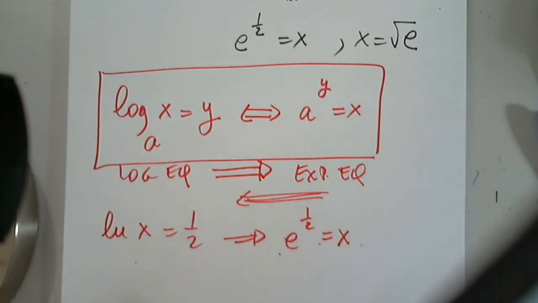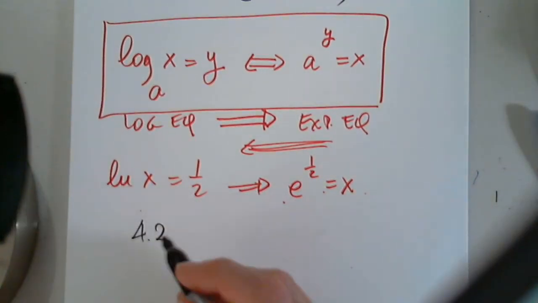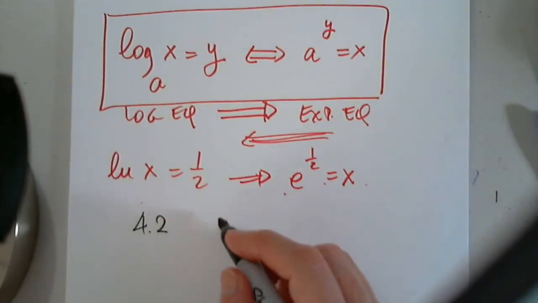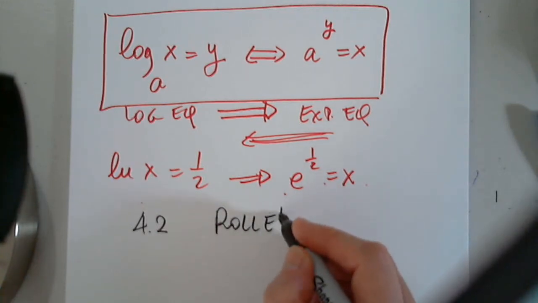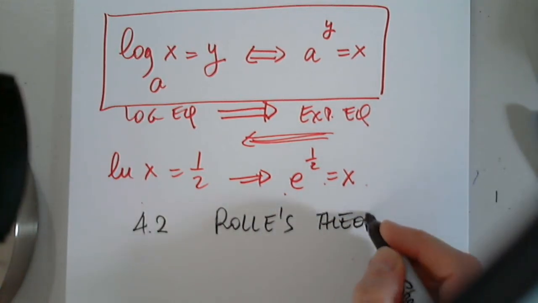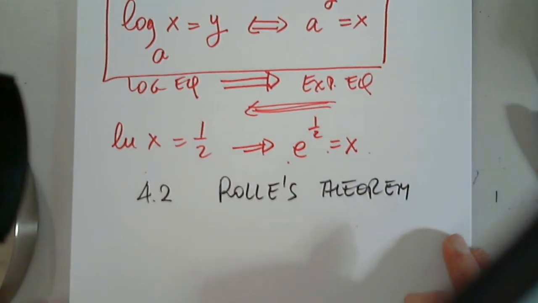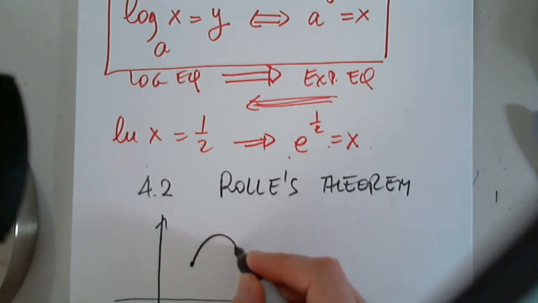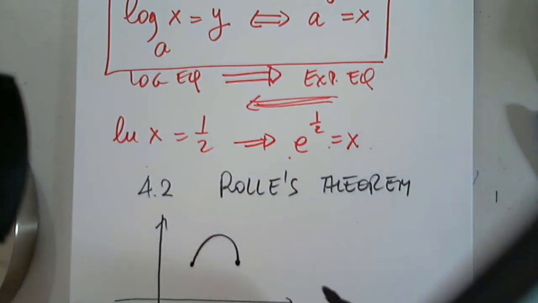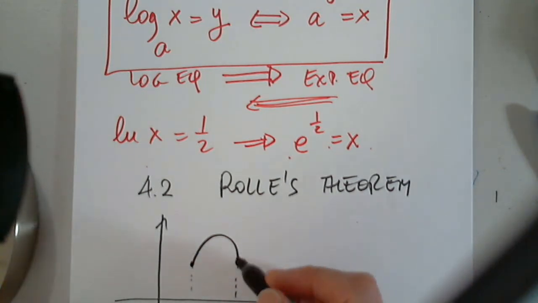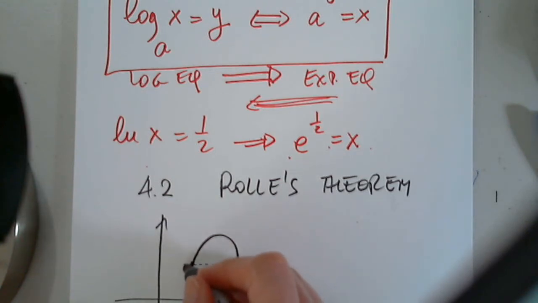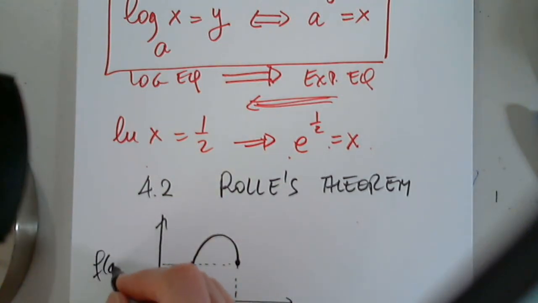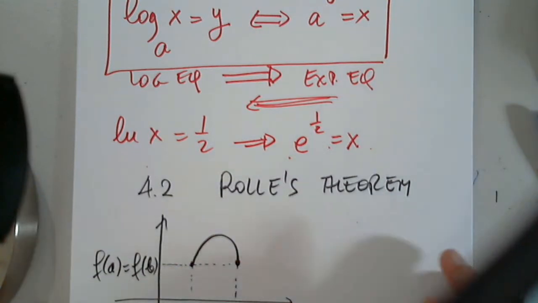Okay, I think we had enough of this. Moving on to 4.2. We're going to look at two theorems here. One theorem is called Rolle's theorem. So let's take a look. So this is an interval a comma b, and by construction here, you'll see f of a equals f of b.